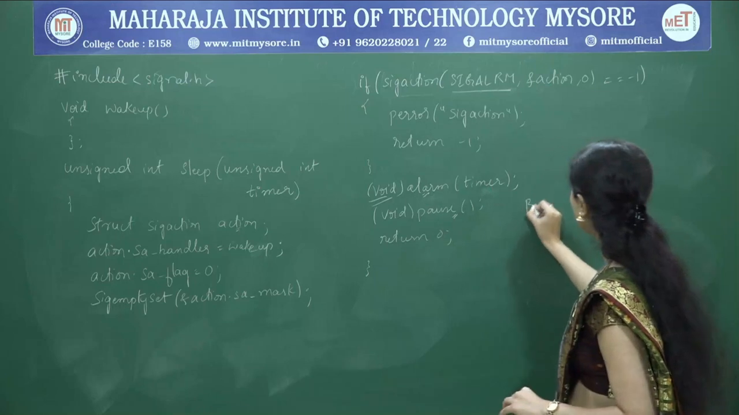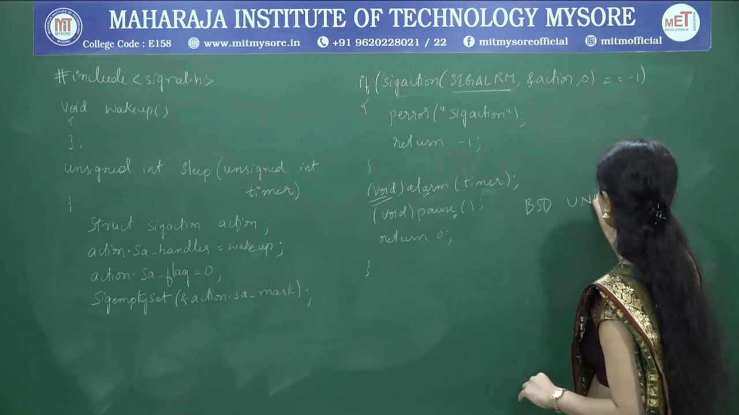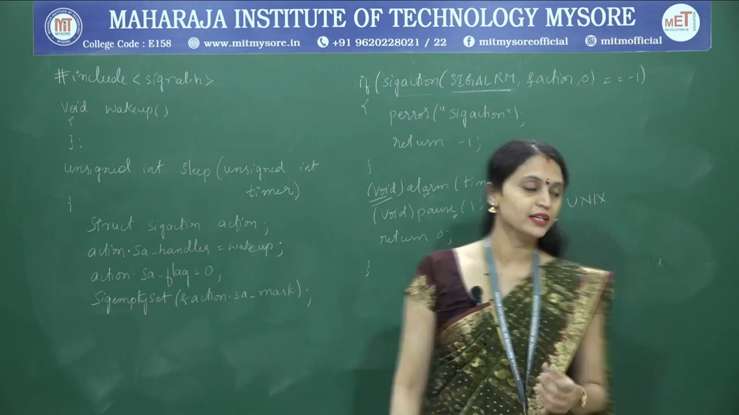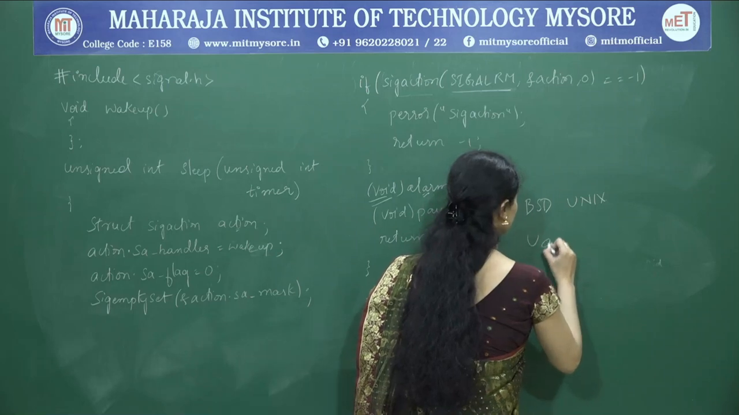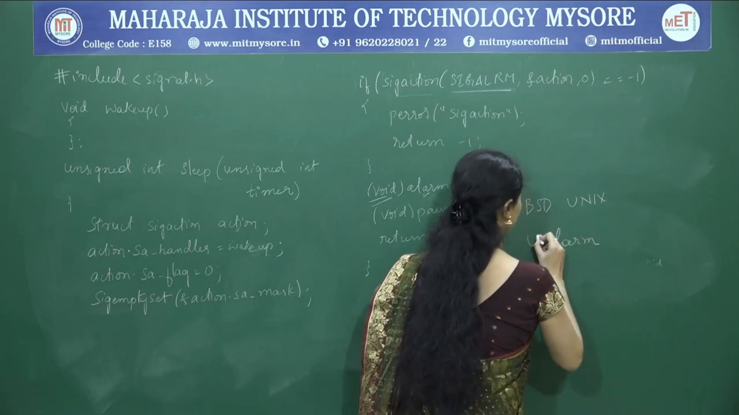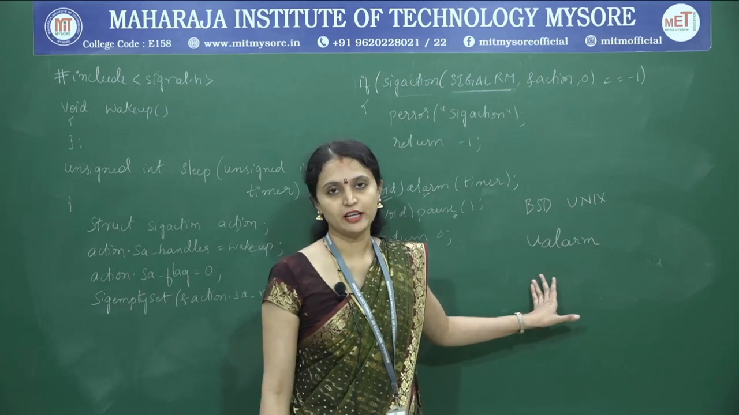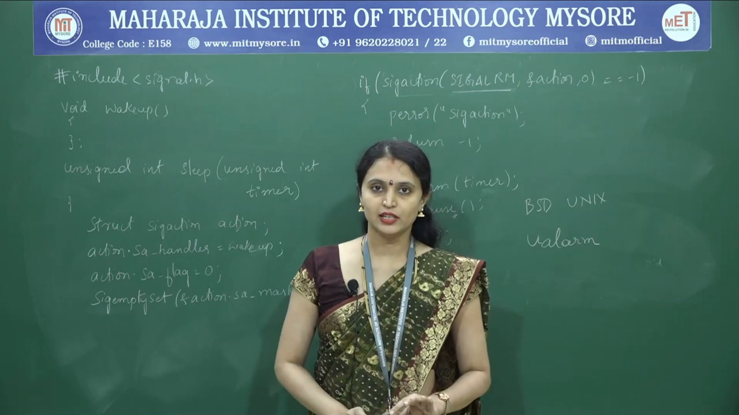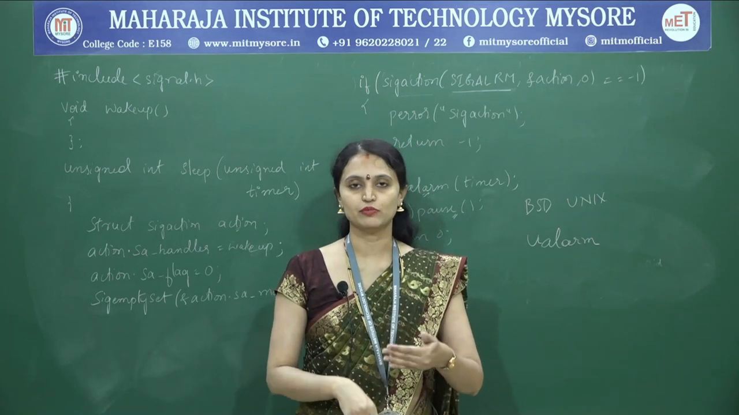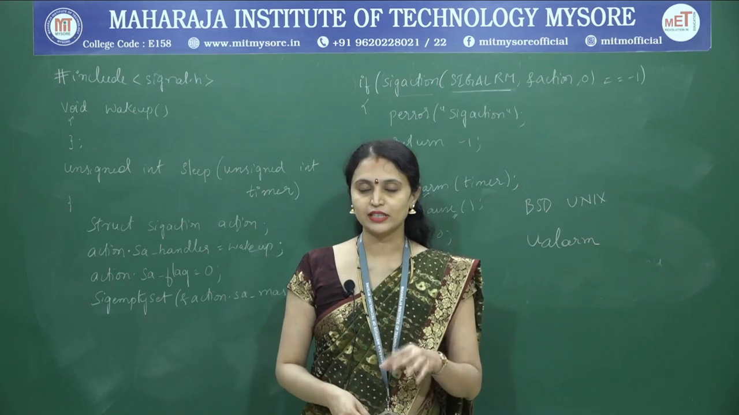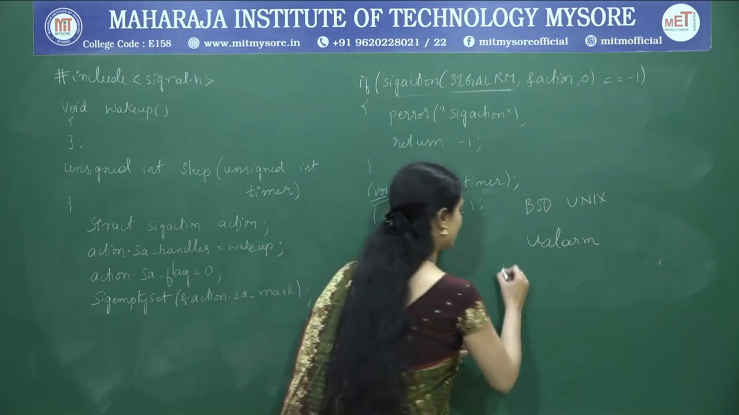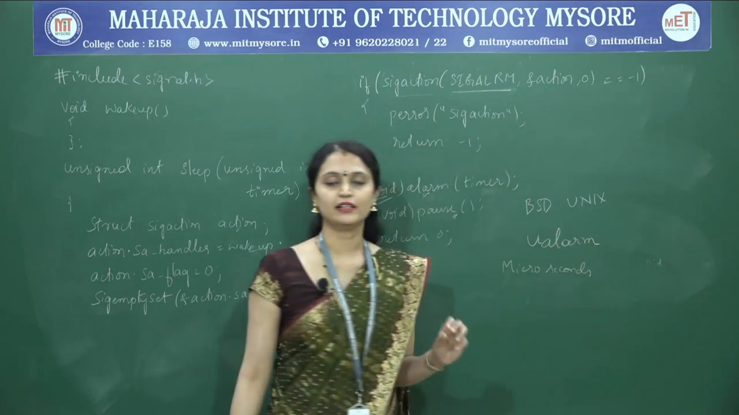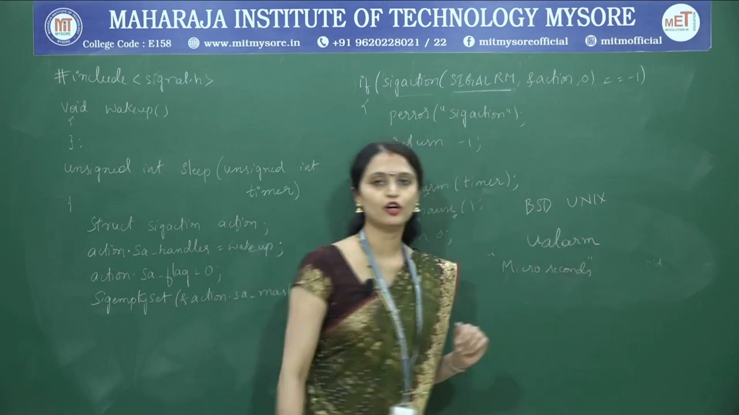Actually BSD Unix supports one more API instead of the alarm API, that is the ualarm API. The prototype and everything is similar to that of the alarm API, but the only difference is that the time interval and the CPU clock seconds will be in microseconds instead of seconds.